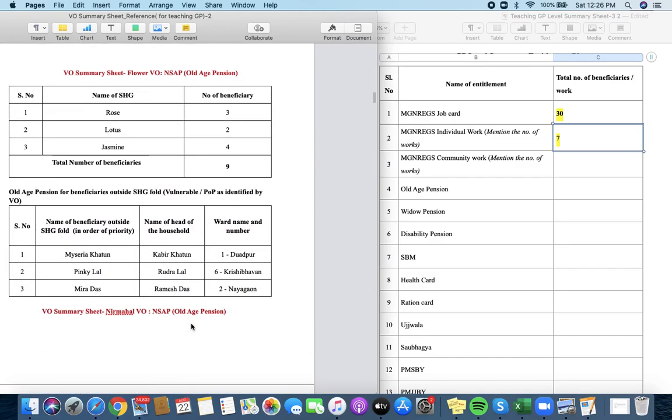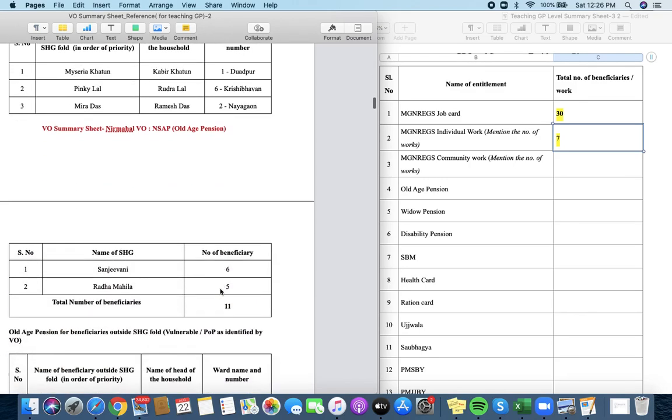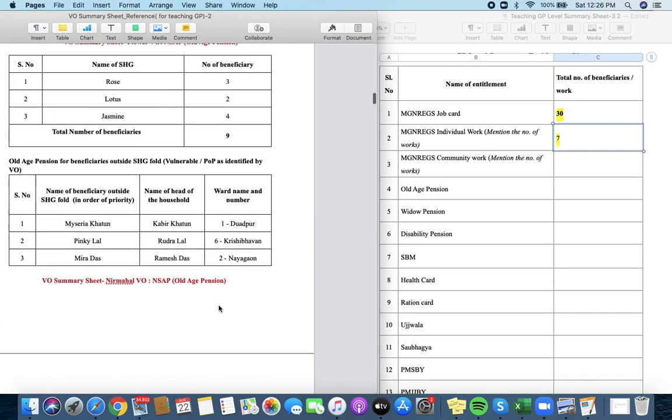Now I'll show you how to do the summary sheet for old age pension. For old age pension, the total number of beneficiaries within the SHG fold is 9, and from Neer Mahal VO, it's 11. So should we write 20? No, we will not write 20.